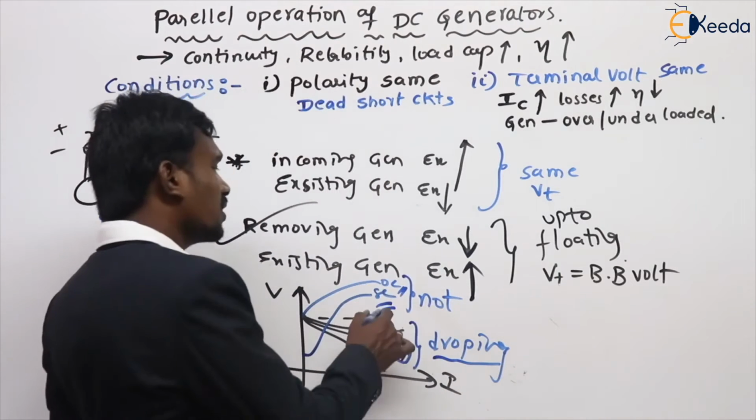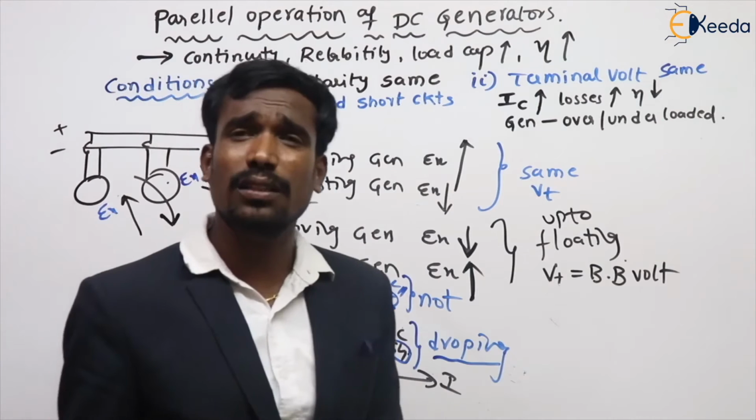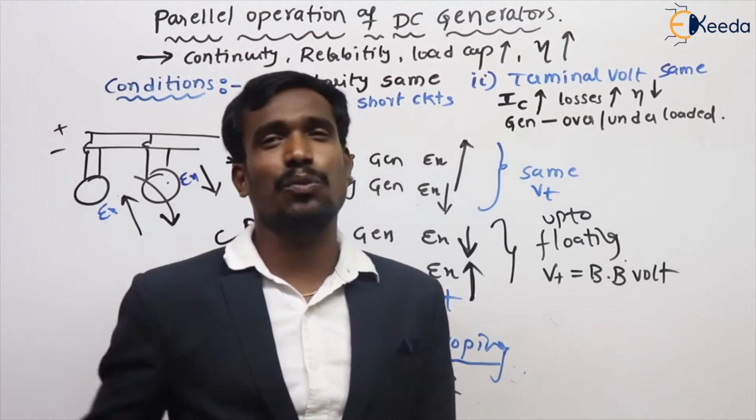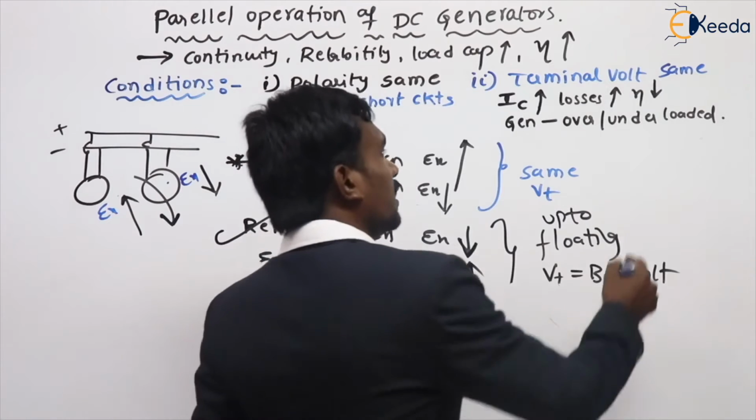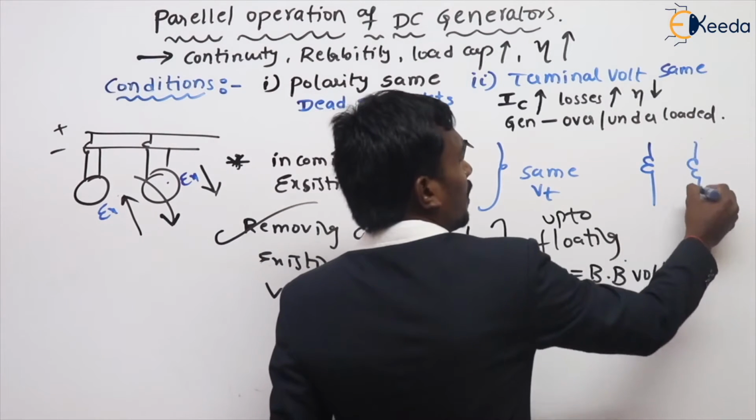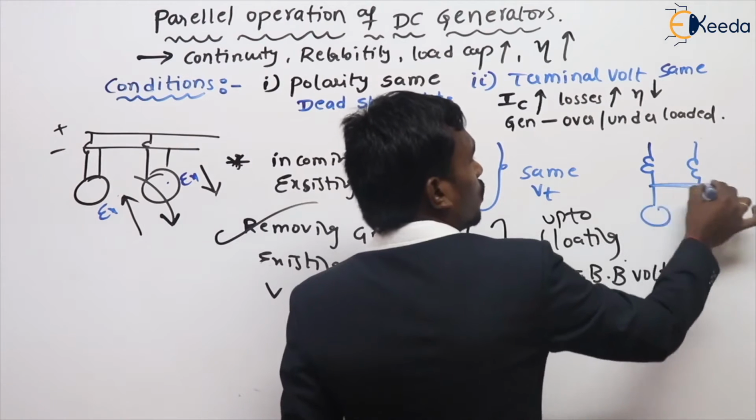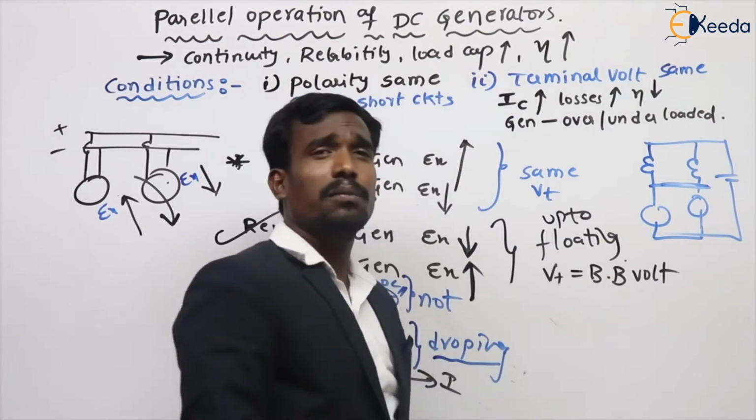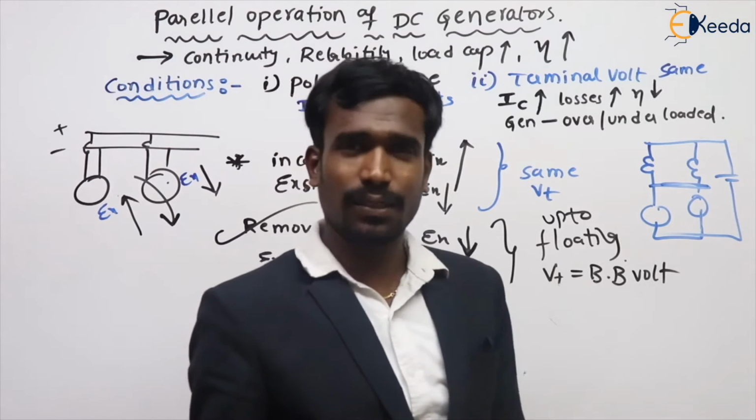Sir, in a series generator, how can we get the parallel operation? By equalizer rings, or connecting wires, equipotential connecting wires. For example, if these generators are there, by connecting the equalizer rings we can make them run in parallel, but this is a difficult thing.